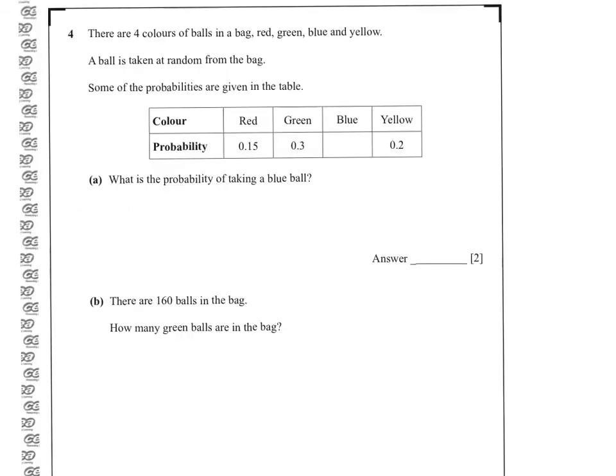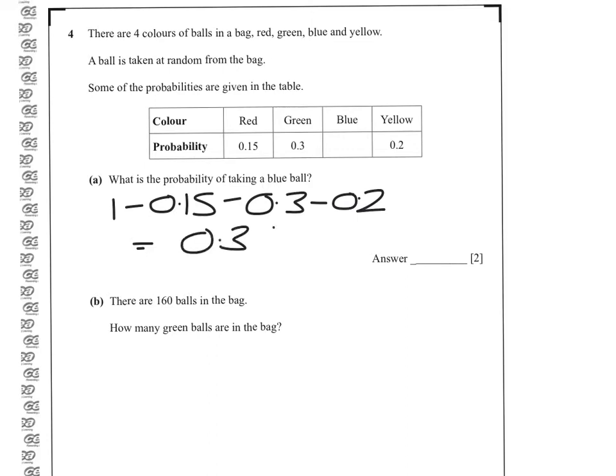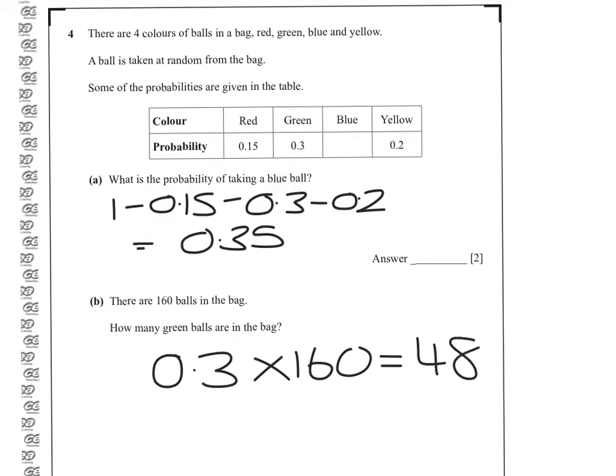Sum of all probabilities is 1, so to work out the missing probability, we do 1 minus 0.15 minus 0.3 minus 0.2, which gives us 0.35. 160 balls in the bag. How many green balls? Well, that would be the probability multiplied by 160, which is 48.